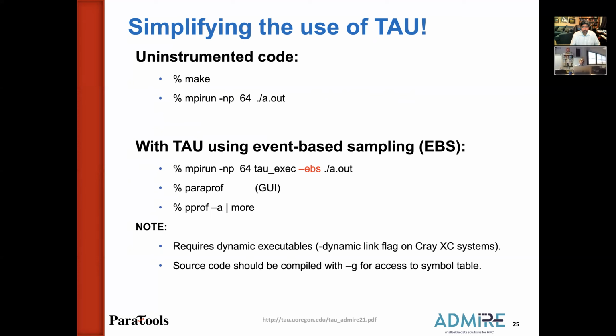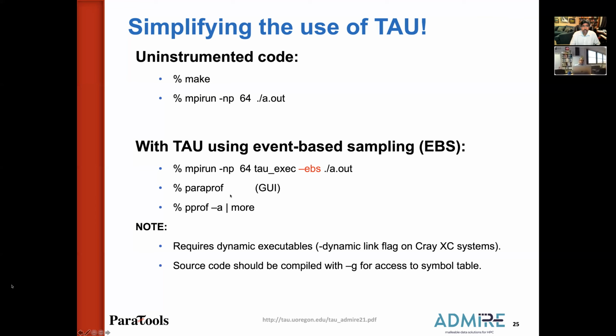You should be aware that this uses preloading of a Tau dynamic shared object. And to preload this DSO, you need a dynamic executable. So if you have an executable that runs on a Cray, say XC system, where the default is to use static binaries, then you can set either an environment variable or pass the -dynamic flag to the linker and create an executable that is a dynamic executable. This is the default for most x86_64 clusters. So just using tau_exec -ebs should be a good starting point for using Tau and then using ParaProf.